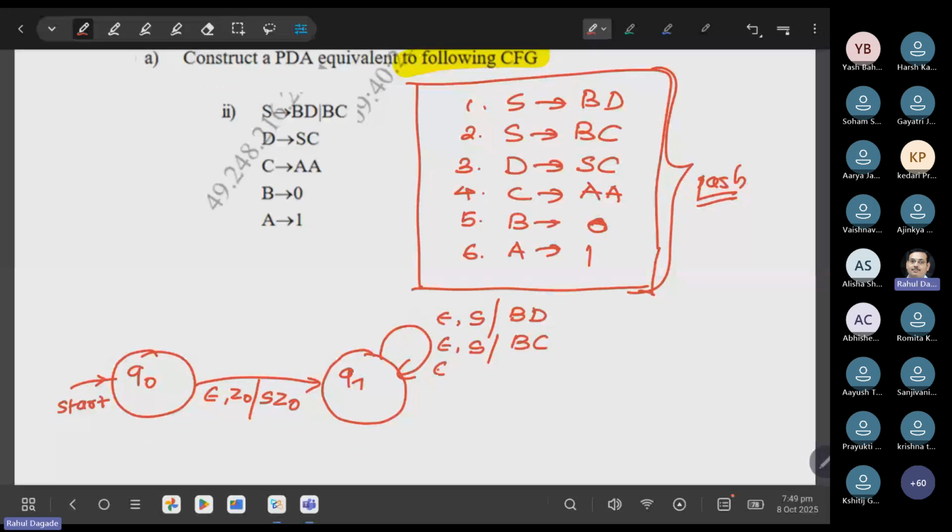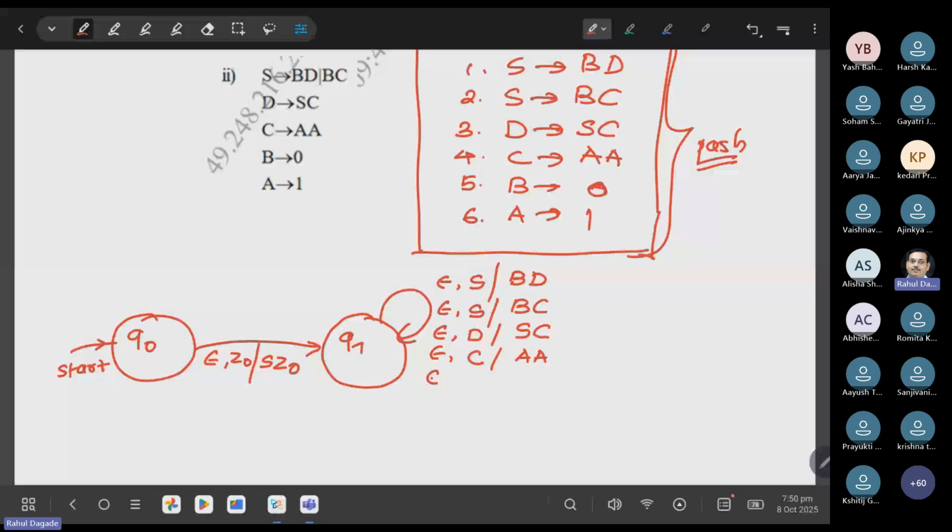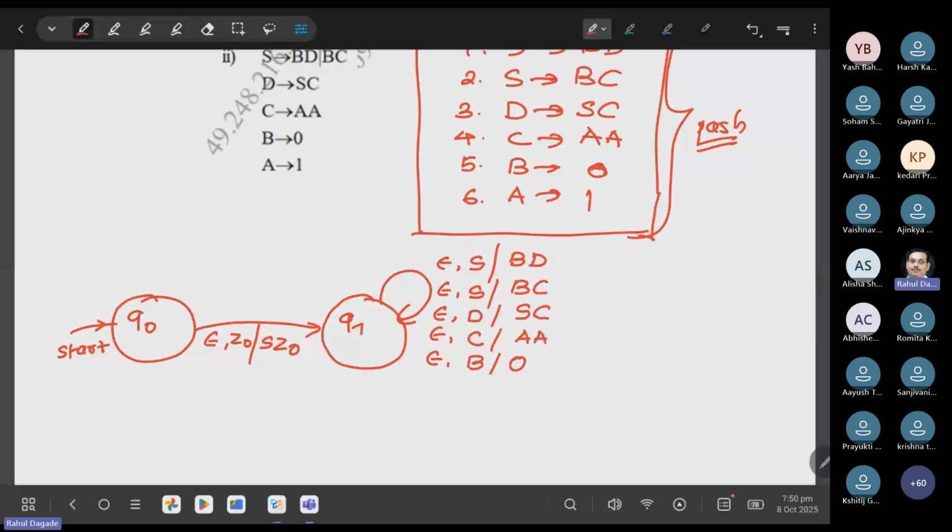When null is input and D is on stack, we remove D from stack and add its production, which is SC. When null is input and C is on stack, we remove C and add its production, which is AA. When null is input and B is on stack, we add its production, which is 0 on stack. And when null is input and A is on stack, we add 1 on stack.